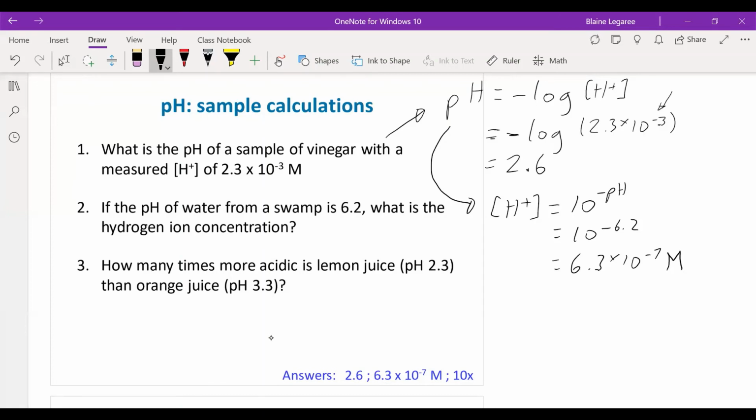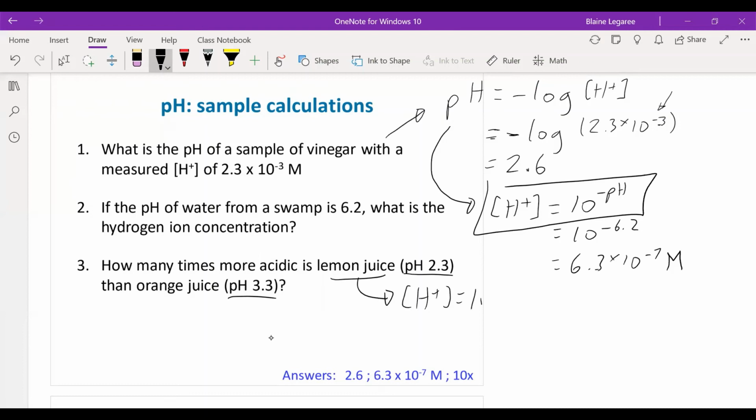Okay, so for question 3, it's asking us how many times more acidic is lemon juice than orange juice. So what I'm going to do is convert each of these to concentrations. So I'm going to use the same formula that I used before, and I'm going to do that for each of them. So let's do lemon juice. So lemon juice, we've got our hydrogen ion concentration is 10 to the minus 2.3, so 2.3 negative shift 10. So that's 5.0 times 10 to the minus 3 moles per liter.